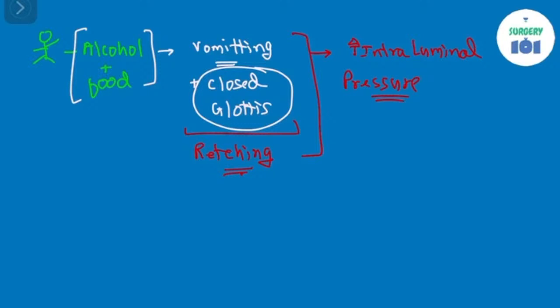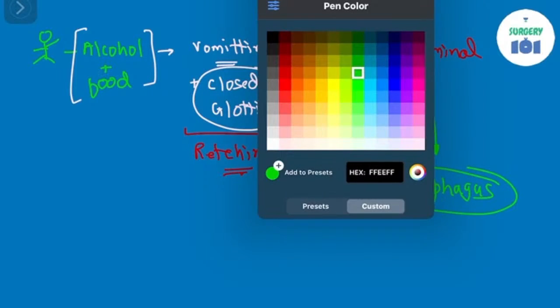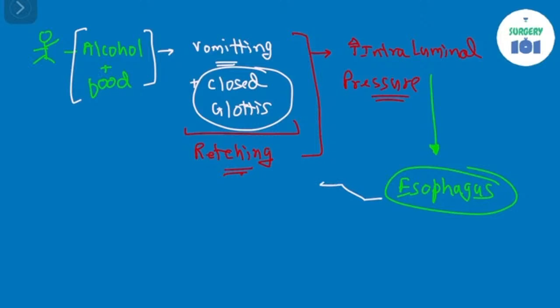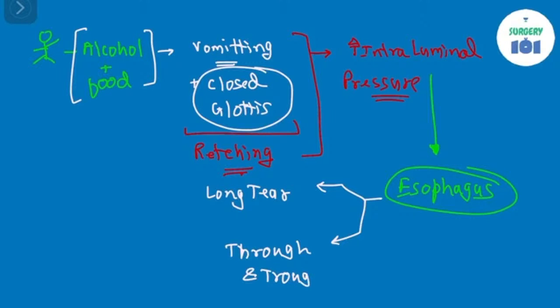Something is going to happen. Now, as you know, all of us are humans and everybody responds to pressure in a different manner. In exactly the same way, the esophagus of different patients handles pressure differently. So if there is an increase in intraluminal pressure inside the lumen of the esophagus, either there can be a longitudinal tear or there can be a through and through rupture.